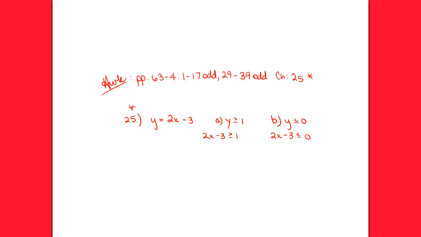Same story over here for B. They say, now let y be less than or equal to 0. Since y was 2x minus 3, they just want you to do 2x minus 3 is less than or equal to 0. So I just wanted to make sure you understood what they were asking you there and it didn't confuse you. Okay? And so here's our homework on pages 63 and 64.